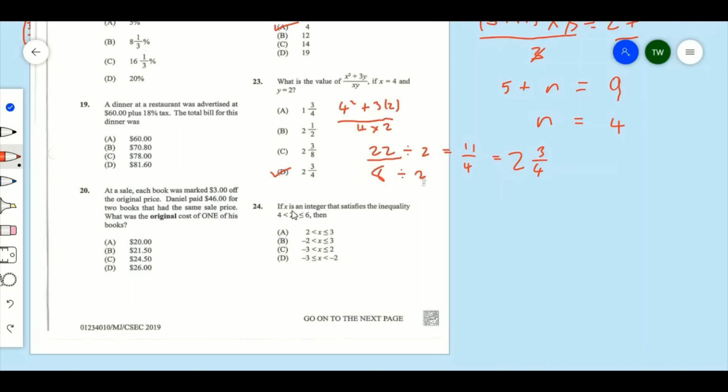Question 24. If x is an integer that satisfies the inequality 2x greater than 4 and 2x is less than or equal to 6, then x is, in order to get x by itself, we need to divide each number by 2. So if you divide each number by 2, 4 divided by 2 will give you 2, 2x divided by 2 will give you x, and 6 divided by 2 will give you 3. So our answer here is going to be A.